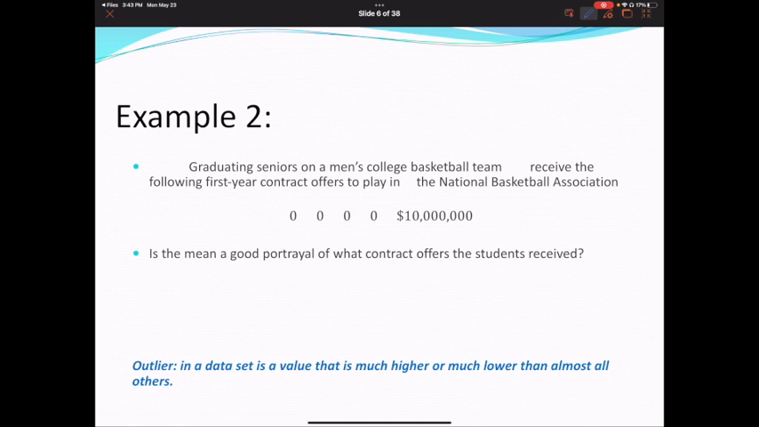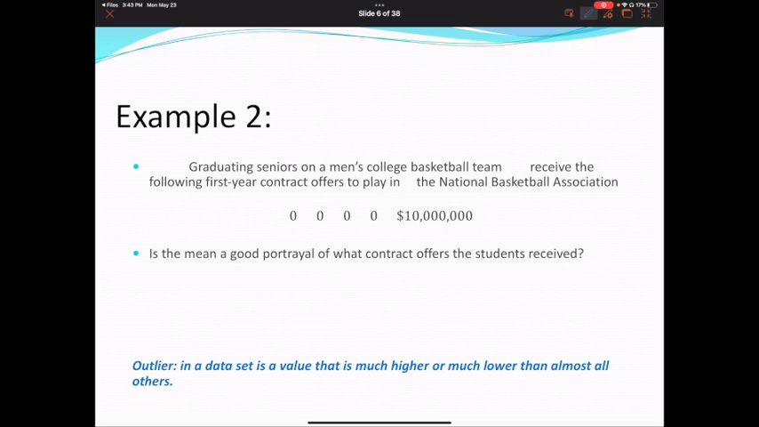So here's our second example. Graduating seniors on a men's basketball team receive the following first-year contract offers to play in the National Basketball Association, or NBA. I teach a lot of college algebra and a lot of stats, so I get to see a decent amount of our NCAA basketball players at SLU. And I now have at least one student that I know of that's in the NBA, so an outlier, but pretty cool. So let's look at this data set.